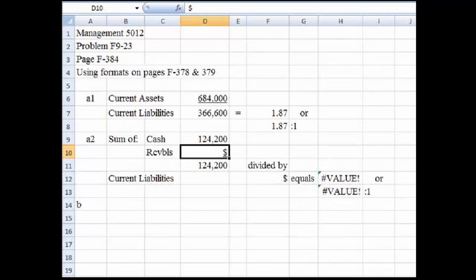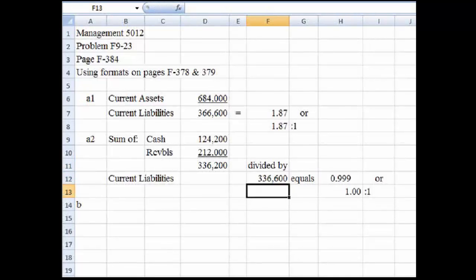For this problem, the balance sheet shows cash of $124,200, accounts receivable of $212,000, and no short-term investments. That means the numerator is $336,200, and that is divided by $336,600. Therefore, the quick ratio comes up to 1, or 1 to 1. In other words, the easily liquidated assets would not quite cover the immediately due liabilities.